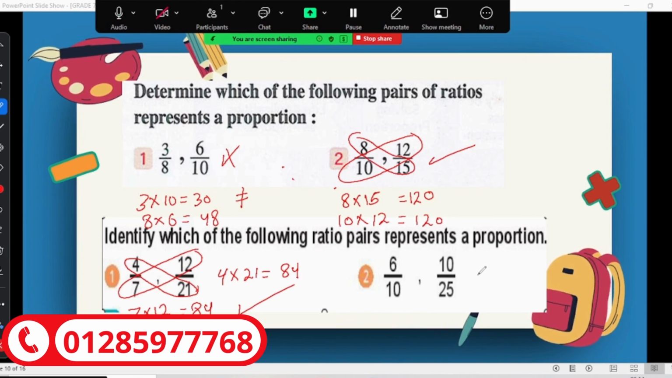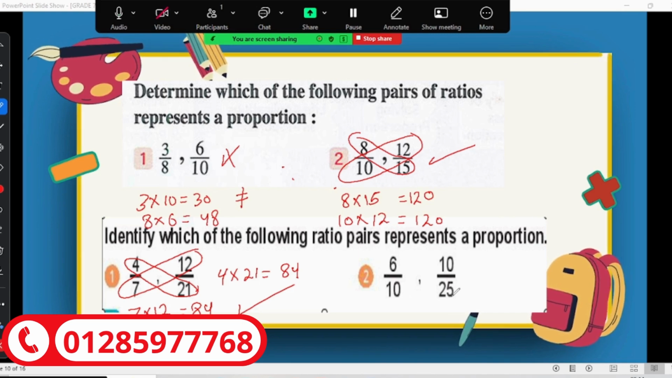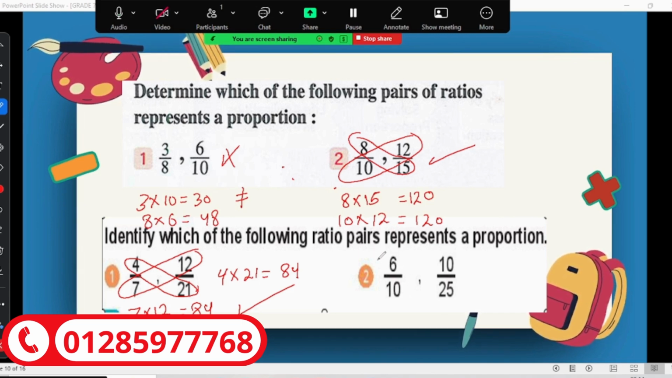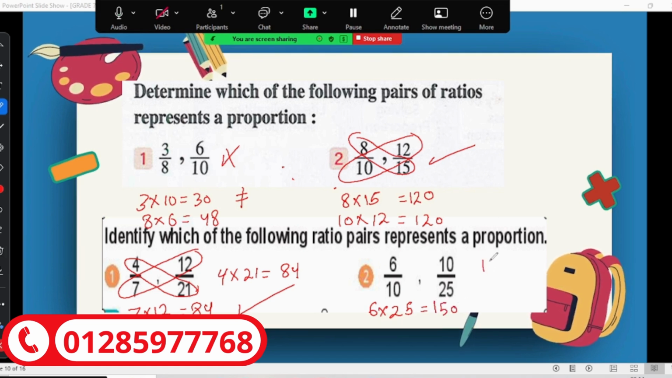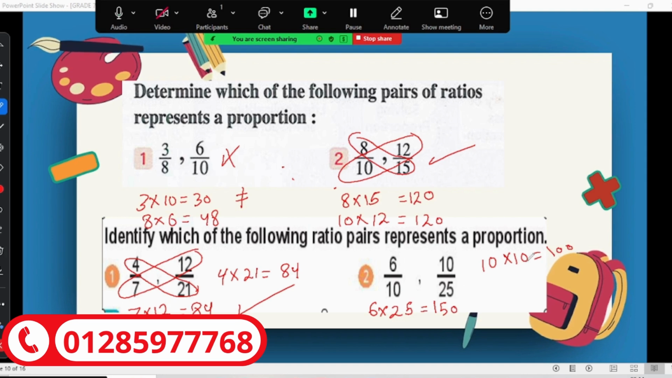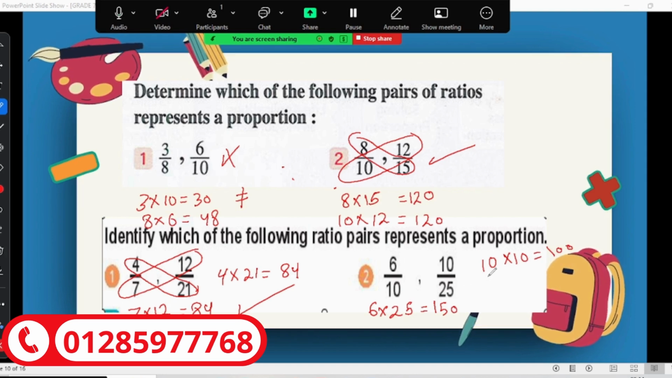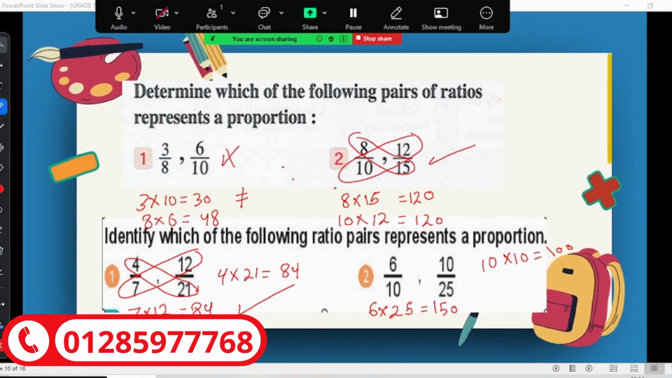In the next example, we have 6 over 10 and 10 over 25. The product of extremes, 6 times 25 equals 150, and the product of means, 10 times 10 equals 100. They aren't equal, so it's not proportional ratios.